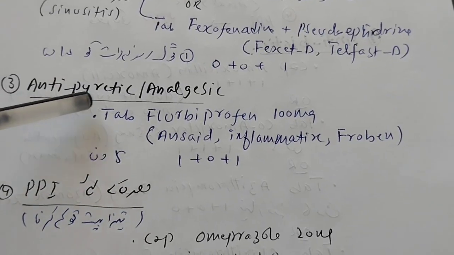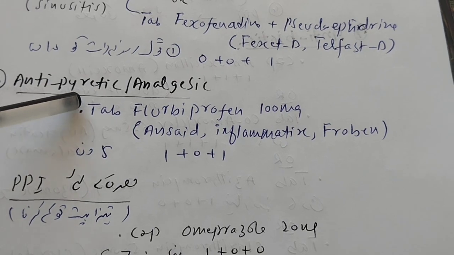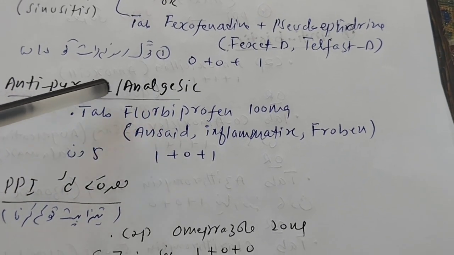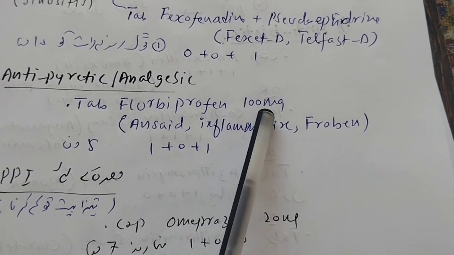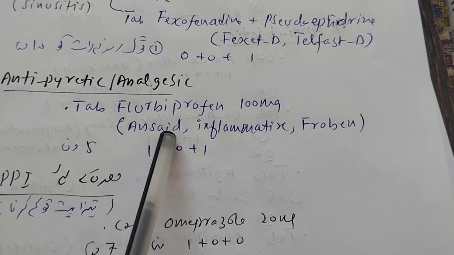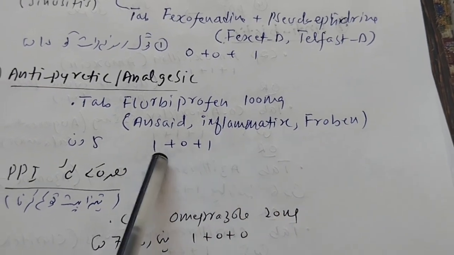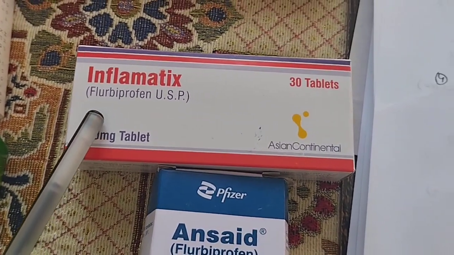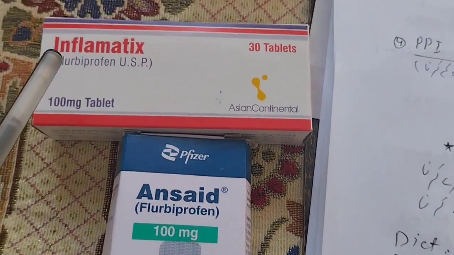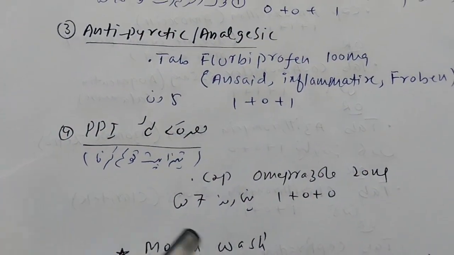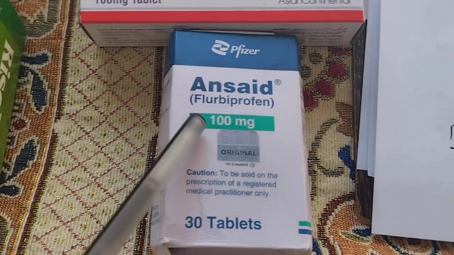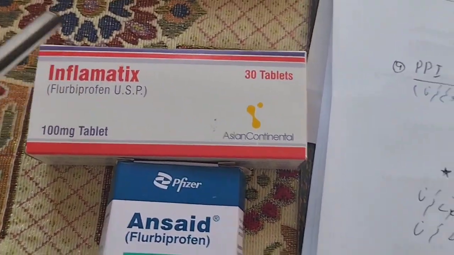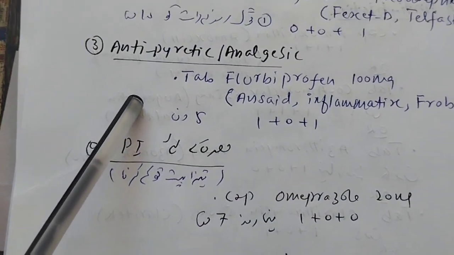Okay. Now the antipyretic and analgesic cover. The patient will have a fever and generalized body ache. For that you should give flurbiprofen 100 mg, which comes under the brand names NSAID, Inflammatex and Frobin, BD for 5 or 7 days. So here you can see this is flurbiprofen and this is also flurbiprofen, 100 mg BD. Give any of them, same formula, whatever you want. This will give the antipyretic coverage.